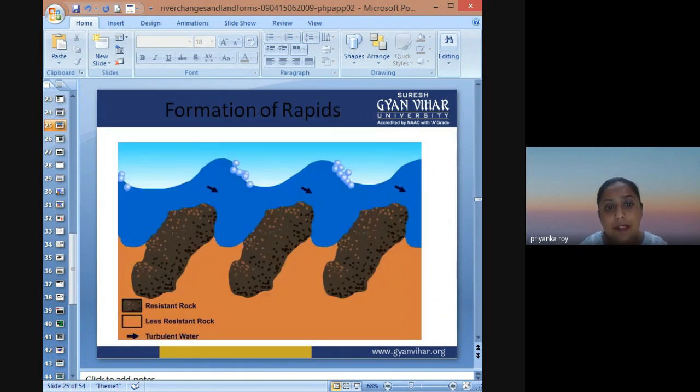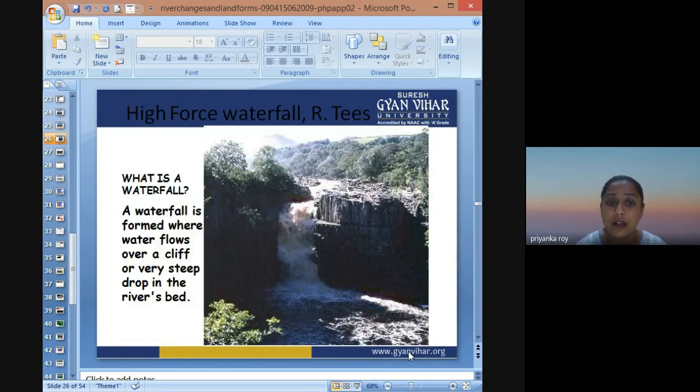What happens is, when a resistant or hard rock is sectioned by soft rock, the soft rock gets dissolved away through solution, hydraulic action and attrition, and only the hard rocks are left. So the water tends to have more turbulence, and this turbulent water is sometimes used for recreational purposes.